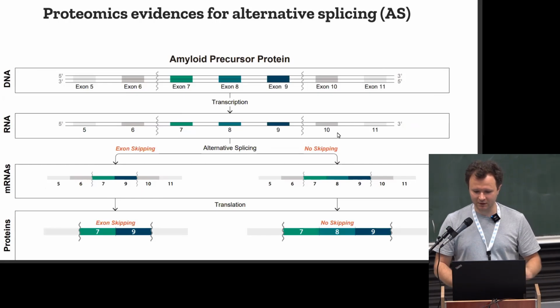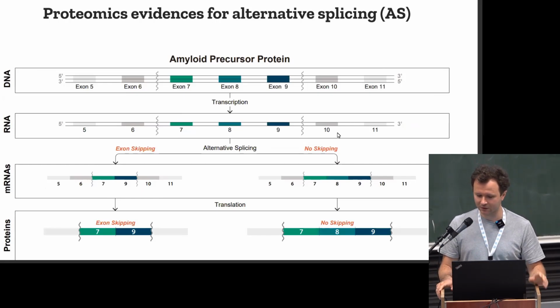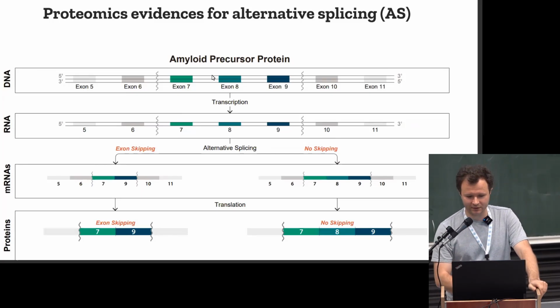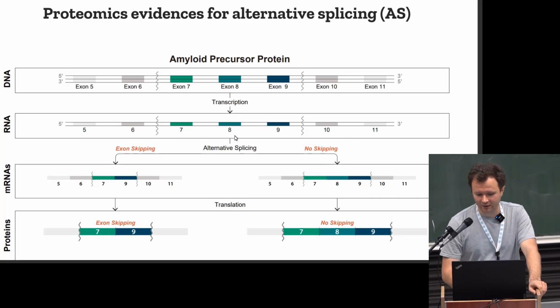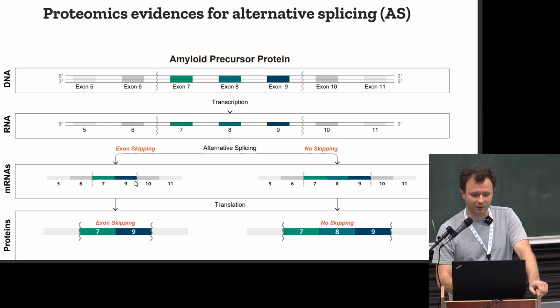Okay, but let's go through an example: what does it mean to detect actual alternative splicing? So imagine that this is amyloid precursor protein. It has multiple exons, but let's focus on exons 7, 8, 9. The transcription has happened, so the premature RNA has 7, 8, 9. But during maturation, this RNA can end up either skipping an exon, so having 7 and 9, or no skipping, so basically merging all these exons together, so 7, 8, 9.